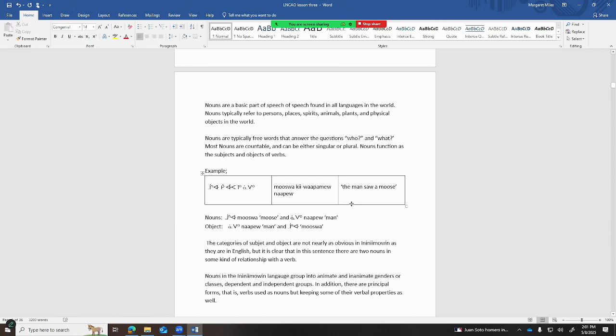Moswa kiwa bamel napel, which means the man saw a moose. So the nouns are Moswa, meaning moose, and Napel, meaning man. And the objects are Napel, meaning man, and Moswa, meaning moose.